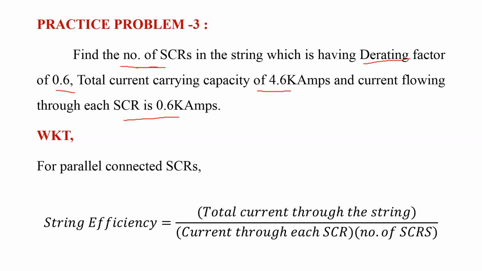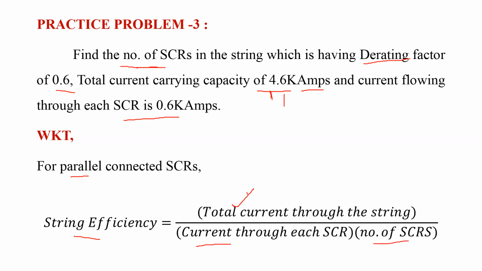Here the type of the connection is determined by using the given data. Here the given data is in amperes, so the type of the connection is parallel. If the given data is in voltages, then we have to consider the string efficiency formula for series connected SCRs. Now consider the string efficiency formula for parallel connected SCRs, which is given as the ratio of total current flowing through the entire string to the product of current flowing through each SCR and number of SCRs.